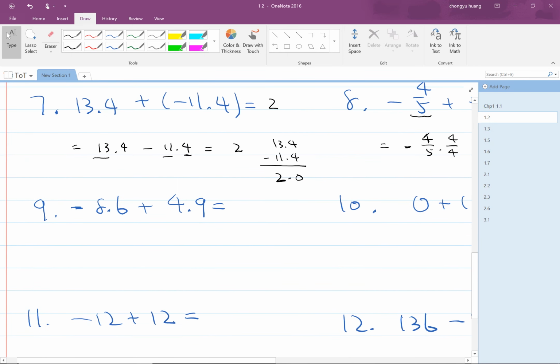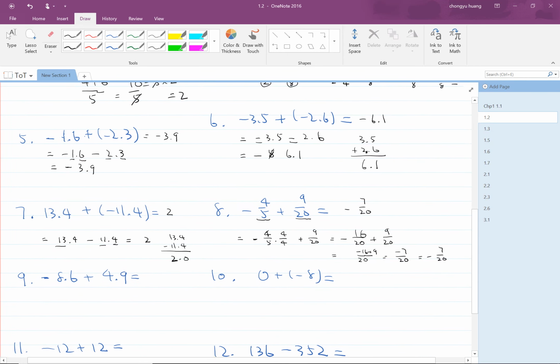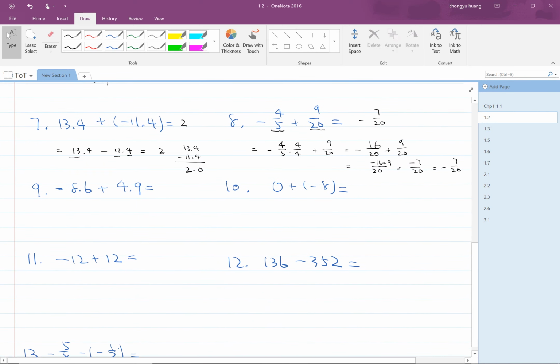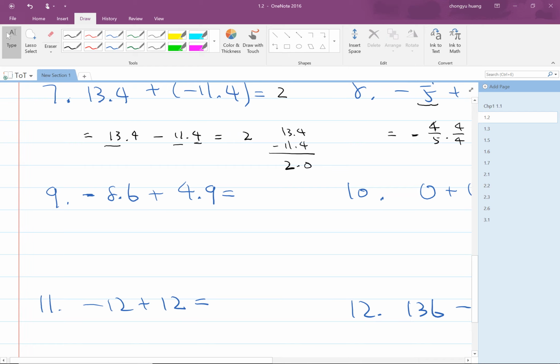And the next one is question 9. Over here you have negative 8.6 plus 4.9. Obviously 8.6 is bigger than 4.9, so the result is going to be some negative number.